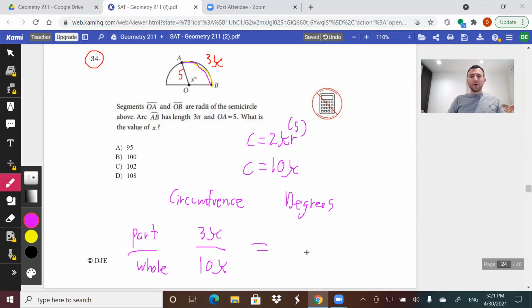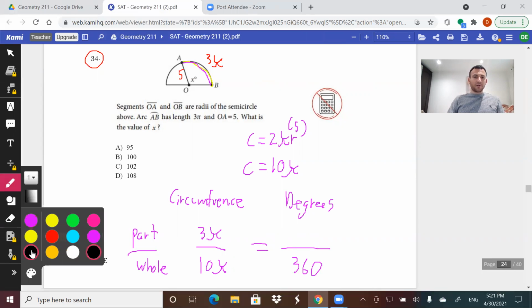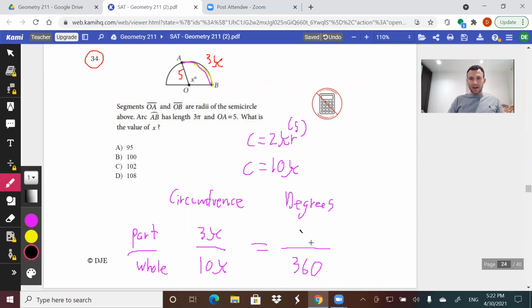Okay, and what do we know about degrees? Well, we always know that the whole circle is 360 degrees. So all we need to figure out here is how many degrees is X. Well, I'd first simplify this to just 3 over 10. So we have 3 over 10 equals X over 360. Okay, no calculator. So we've got to be clever here. But if we do 3 times 360, that's going to get us 1080, but I'll do it by hand.